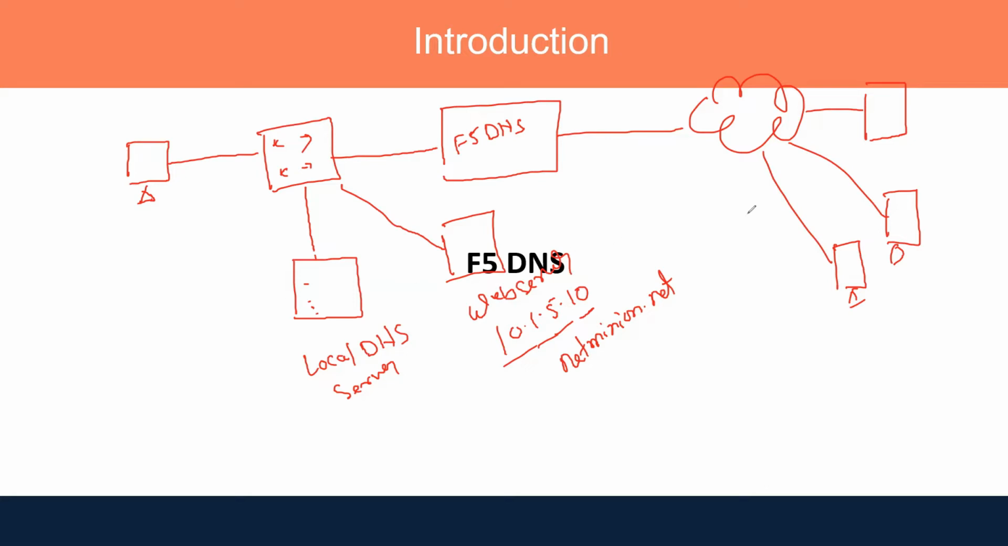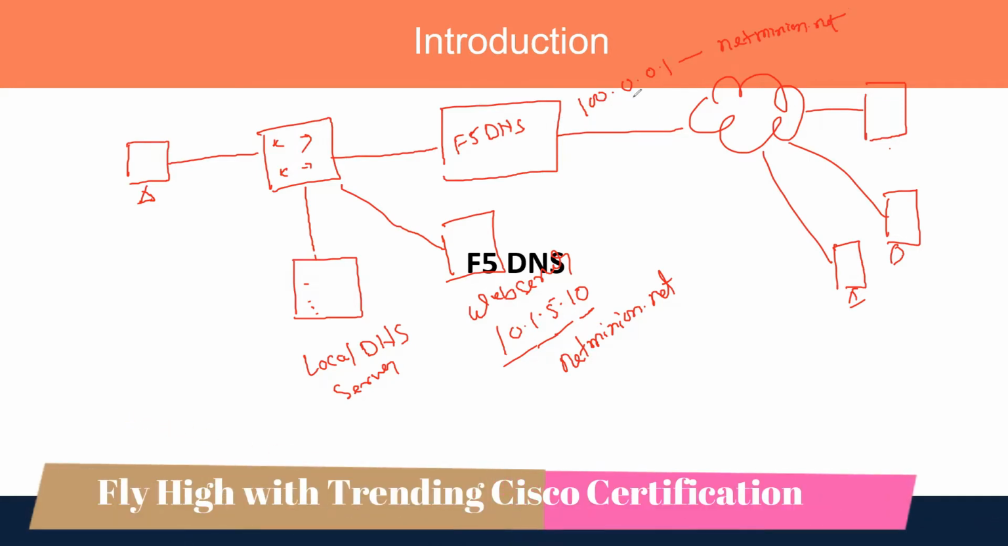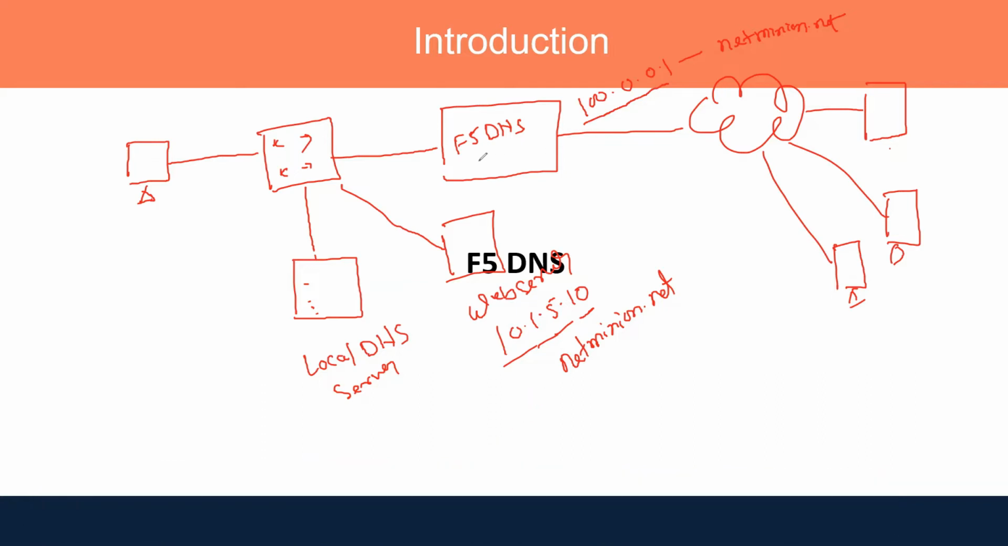But what if people are trying to access from the outside? From the outside, you must be putting some public IP. So let's consider that you have the public IP 100.0.0.1. Against this public IP, you have made the entry netminion.net over here. And this entry you have hosted on the F5 DNS.